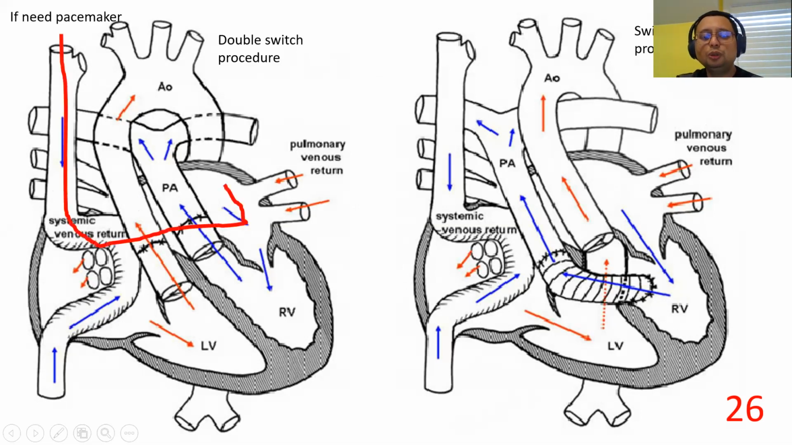Now, if you want to put a pacemaker, you can. You just go to the SVC, then you attach one on the morphological left atrium, and for the lead you put it in the morphological right ventricle.